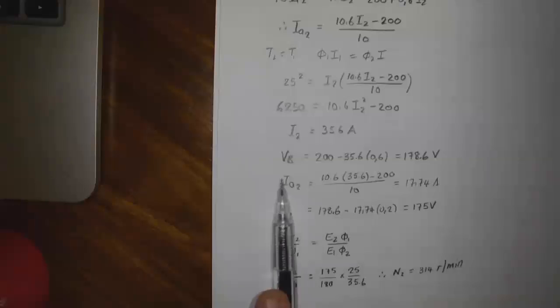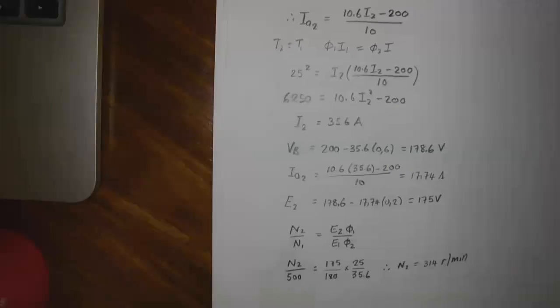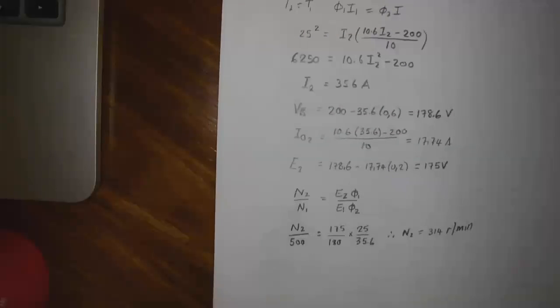So VB will be 200 minus 35.6 times 0.6, which is 178.6 volts. Then we can calculate IA2, which is 17.74 amps. And then E2 is 178.6 minus 17.74 times 0.2, which gives us 175 volts. And again, our formula N2 over N1 is equal to E2 flux 1 over E1 flux 2. If we substitute the values in there, we find that N2 is 314 revs per minute.